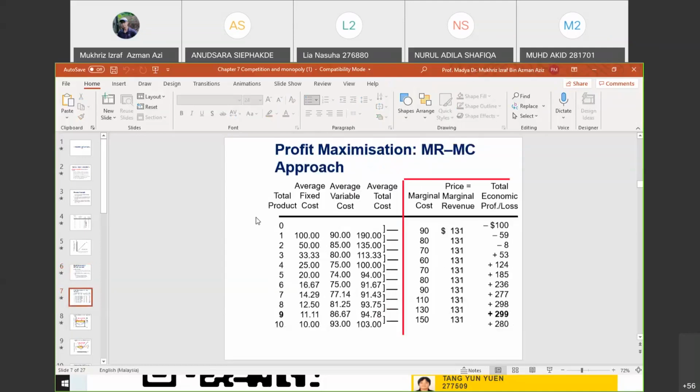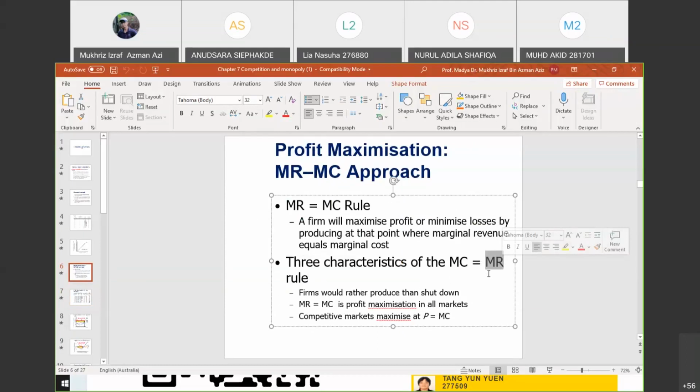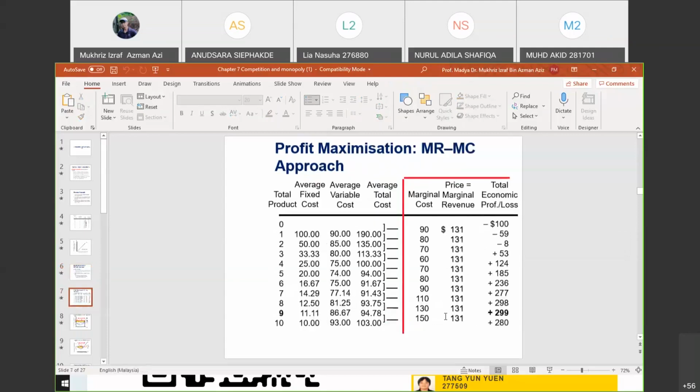The price of the goods is decided by the market. We also looked at the P equals MC condition, which is the same as MC equals MR, because under perfect competition, MR is also equal to price. So rather than using MC equals MR, we can just use P equals MC, where P is the same as MR.